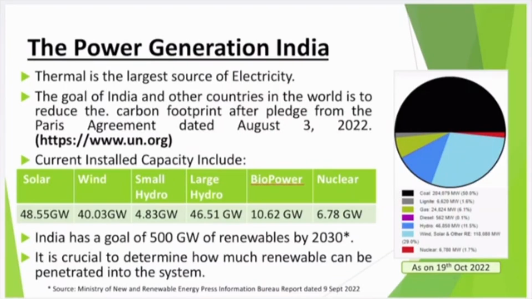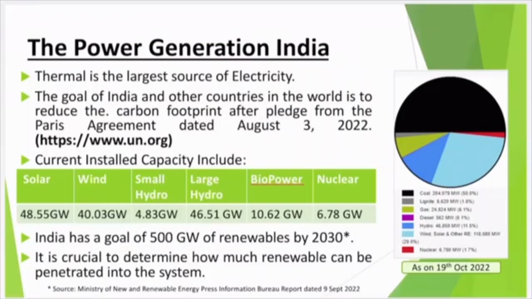Now, if you focus on power generation in India, which is a very interesting story, thermal generation contributes the maximum percentage of the energy requirement of this nation. But over a period of time, there is no growth in thermal generation, so probably the percentage keeps on reducing. Also, the goal of India and other countries in the world is to reduce carbon footprints after the pledge from the Paris Agreement on 3rd August 2022.